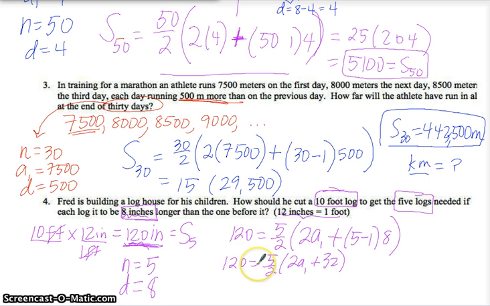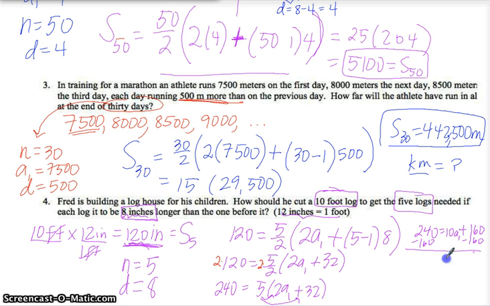If I multiply each side by 2, now I'm doing some algebra, I get 240 equals 5 times twice a sub 1 plus 32. Now I have to distribute my 5. So 240 equals 10 a sub 1 plus, what's 5 times 32? That's 160. I subtract 160 from both sides. So 10 a sub 1 equals 240 minus 160, which is 80. Divide by 10. So the first term is 8.